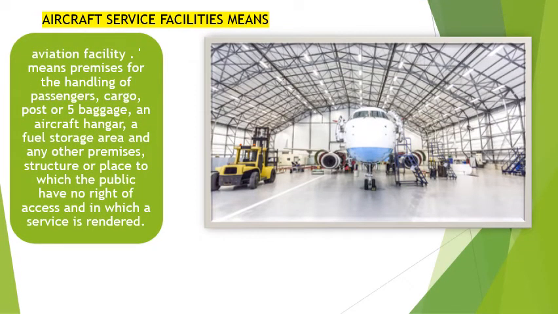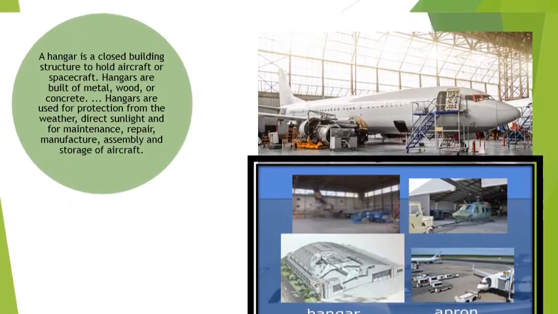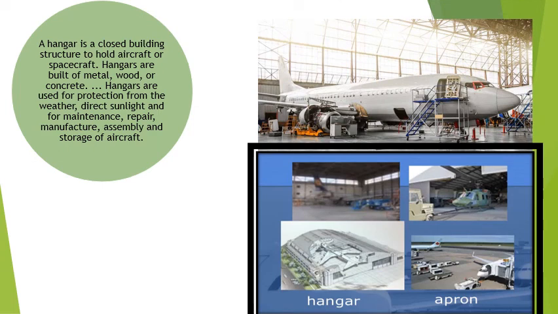The next thing is aircraft service facility. So what all the services are given by the airport to an aircraft. It may be at the time of handling of passengers or of baggage, or a hangar, a structure where you can put the aircraft for access for a quick maintenance check or repair purpose. So in that we will be seeing the hangar.